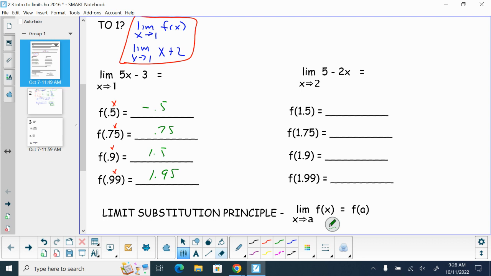Okay. So if we take a look at what's occurring here, let's do another value. Let's go with our function value of 0.999. What is our function value at 0.999?